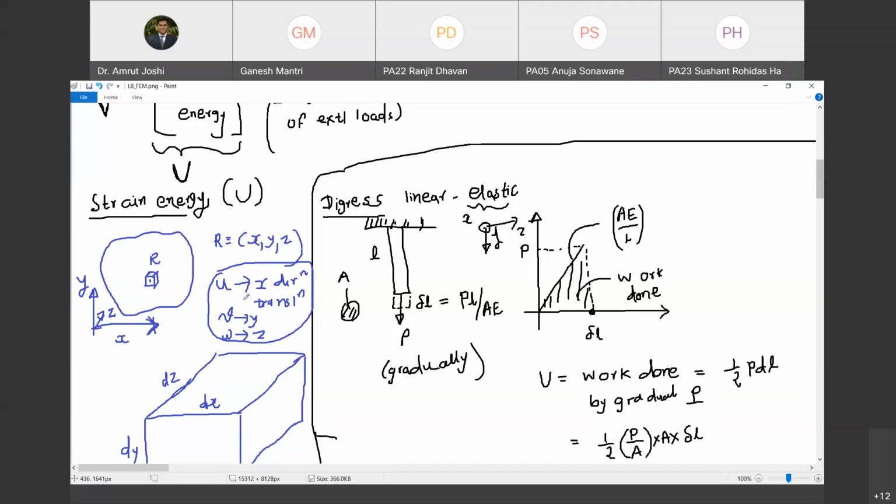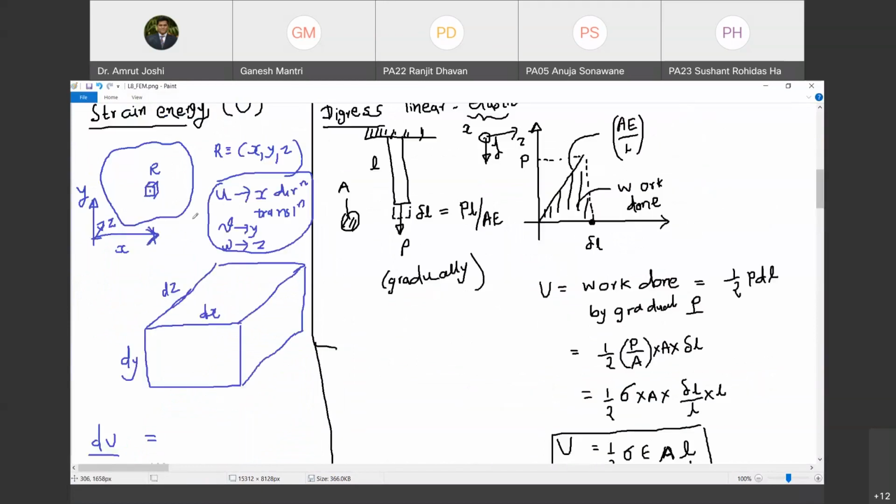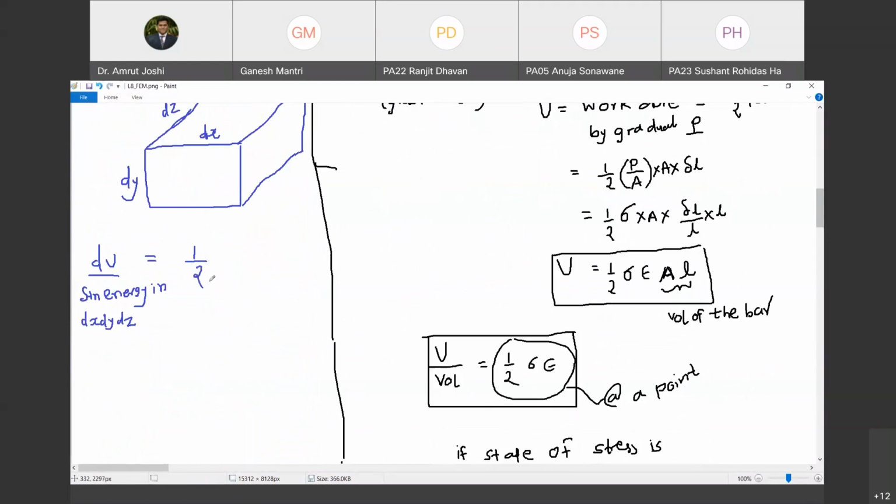So infinitesimally small is the pleasing answer for a mathematician. As a physicist, we have to understand how small it should be in reality. Now, strain energy stored in this dx, dy, dz. How do I write this? As I said, the stress and strain components are going to remain constant over here. So I can write the strain energy stored per unit volume as half stress tensor transpose multiplied by strain tensor at R. Do you agree with me?